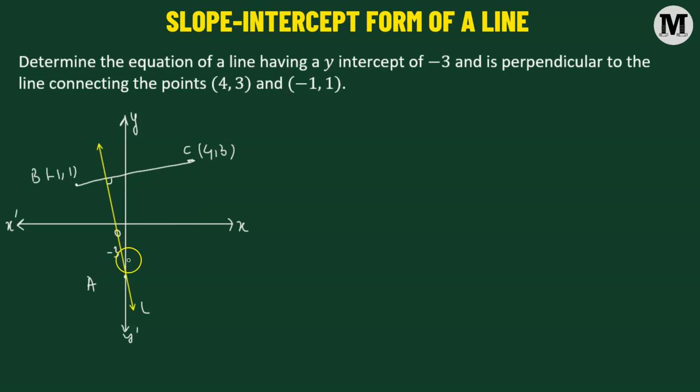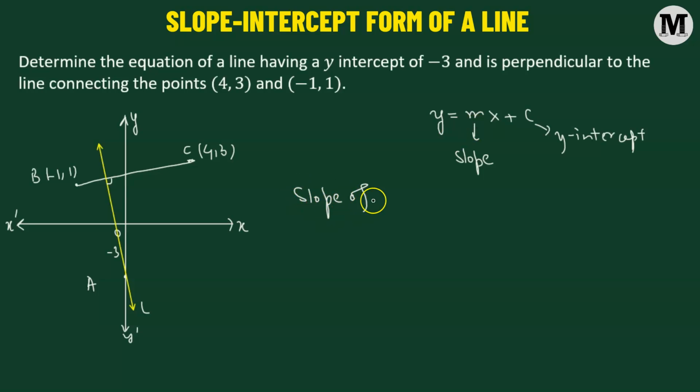Now, in order to find the equation of the line, we need two pieces of information because we're going to use the slope-intercept form of the line, which is given by y = mx + c. We need the slope of the particular line and we'll also need the y-intercept. In our case, the y-intercept, the value of c that's given to us, is -3, but we'll need to find the slope.